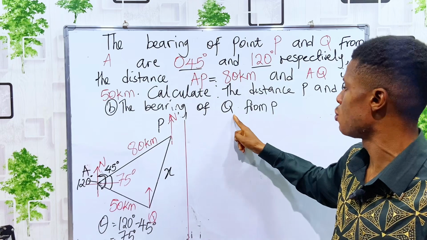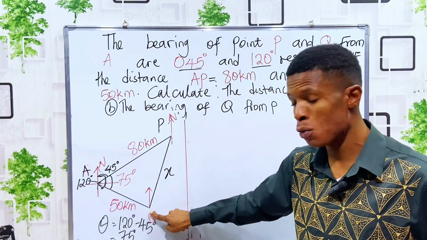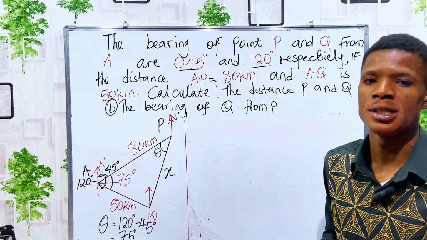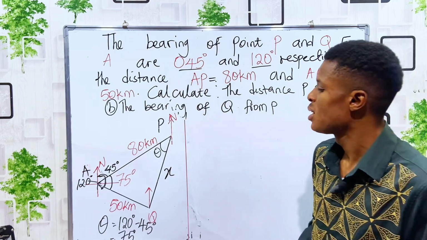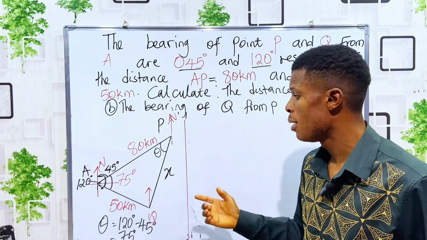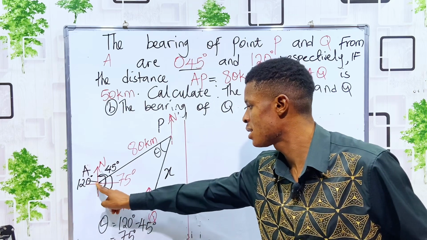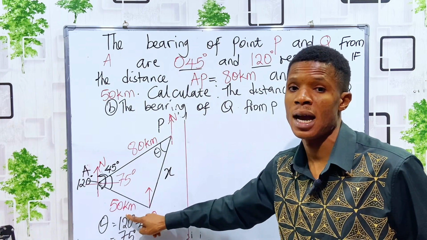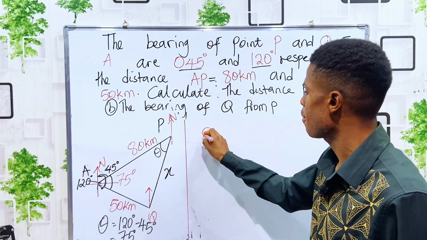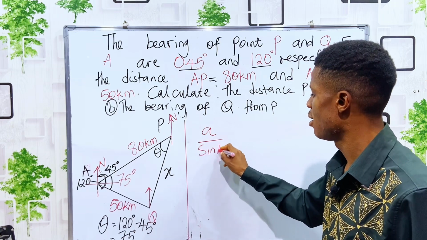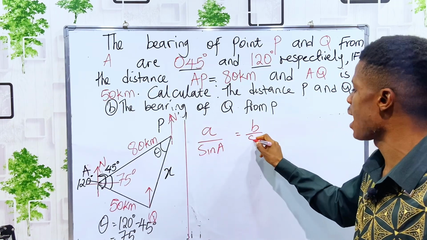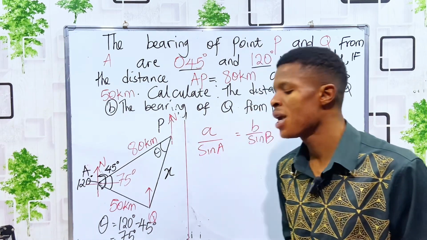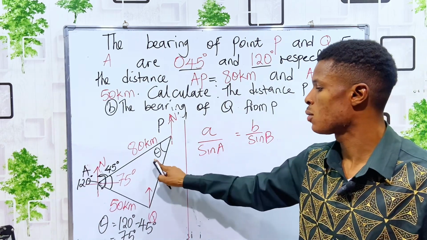Since we now know that the distance PQ is 82.6 kilometers, let's find the next one, which is the bearing of Q from P. So this is the angle in here. We label this theta. We are going to use the sine rule, because this particular angle is complete with its opposite side, and we are looking for this angle and we are given one of the sides. The sine rule says that a over sine A is equal to b over sine B, which is also equal to c over sine C.